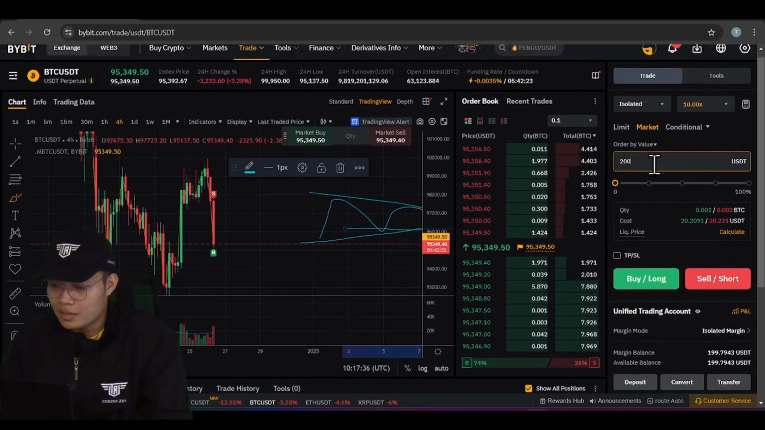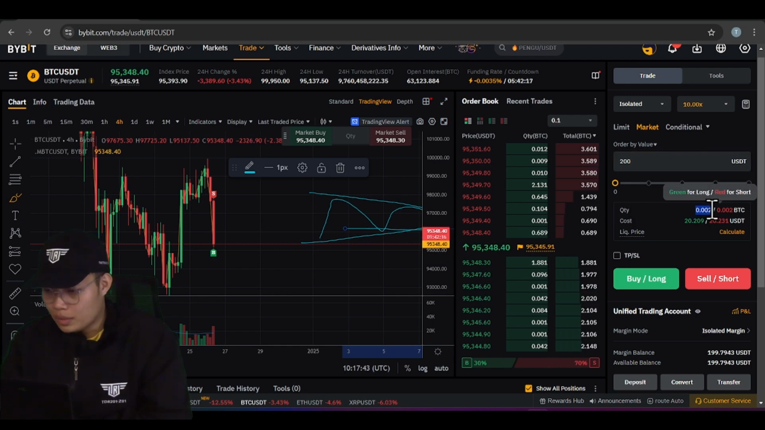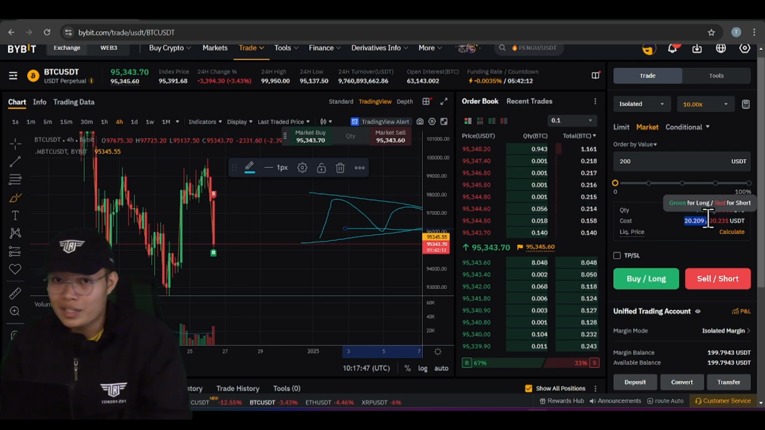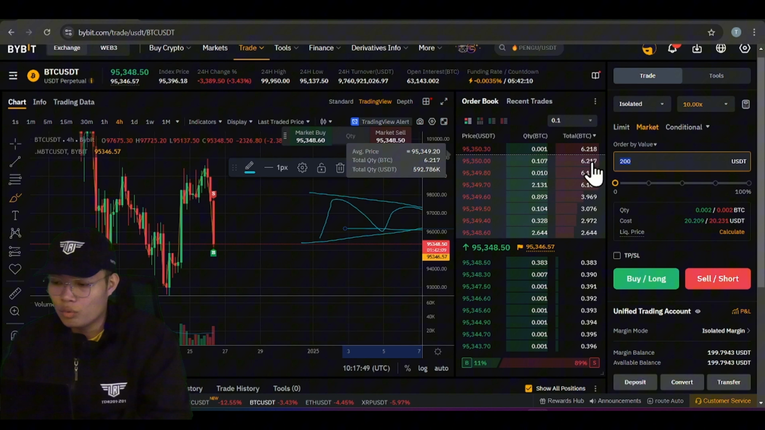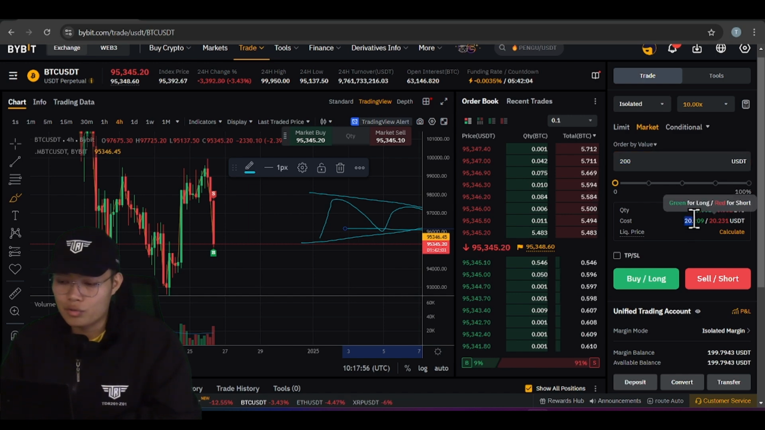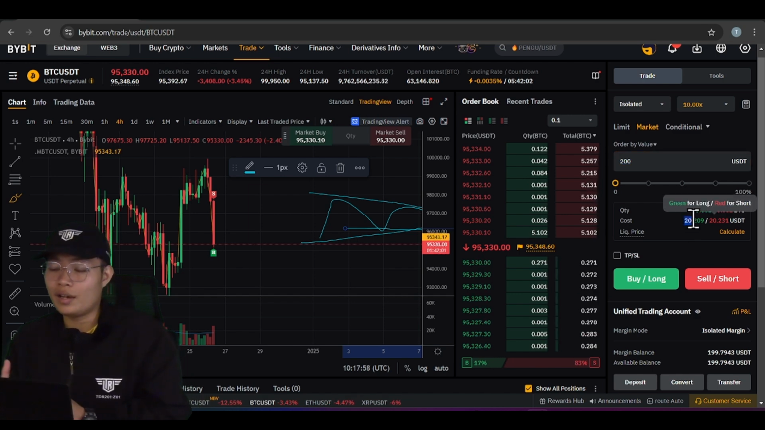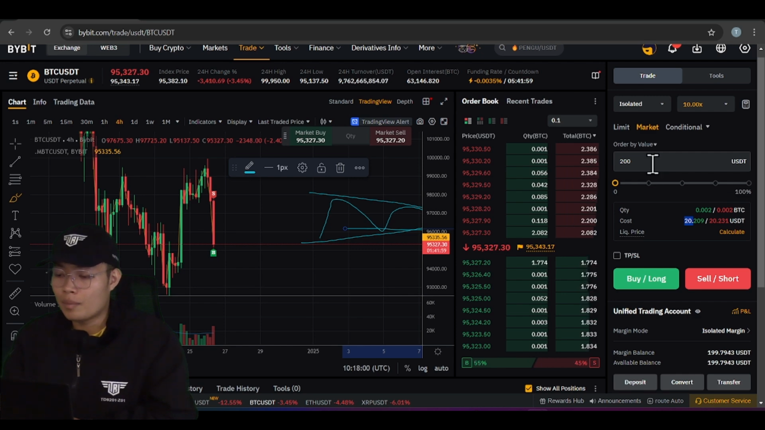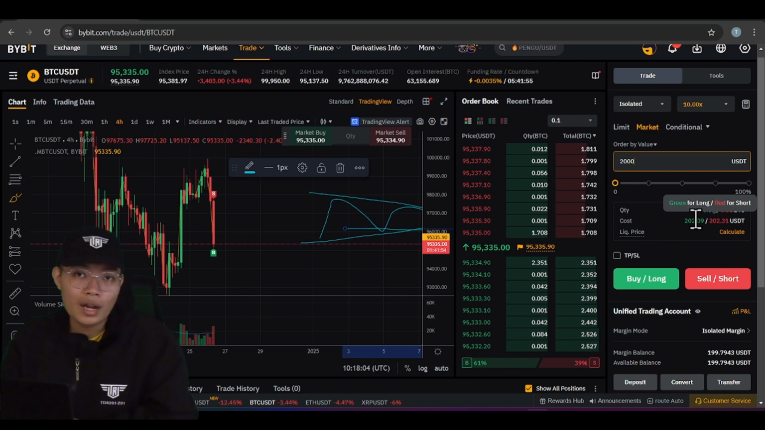Here after this, you can see that you get a quantity and a cost. Quantity is the amount you buy, which is 0.02 BTC, and cost is $20. Why is it $20? Although you are buying $200, we are using 10x leverage. So it means that you're actually using $20 to buy it because you have a leverage effect. For example, if I put in $20,000, it just needs $2,000 to open this position.